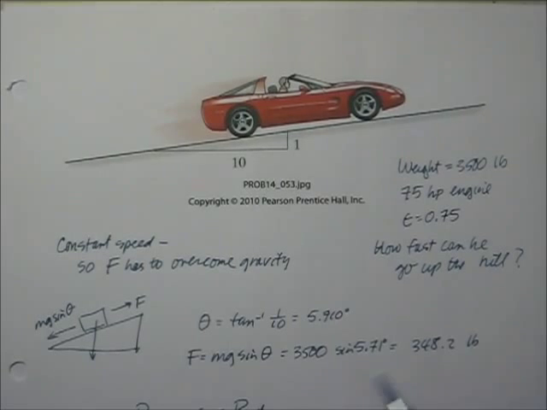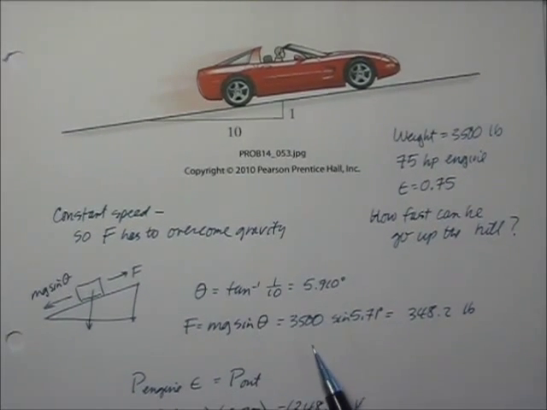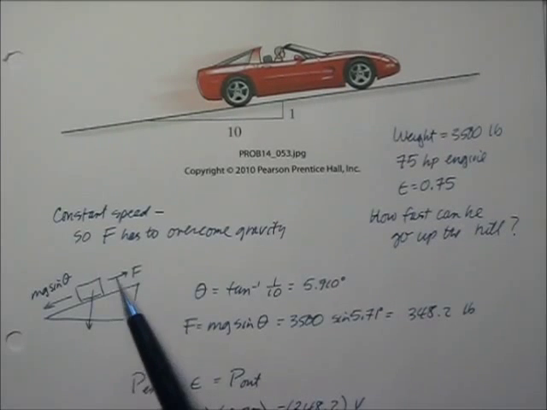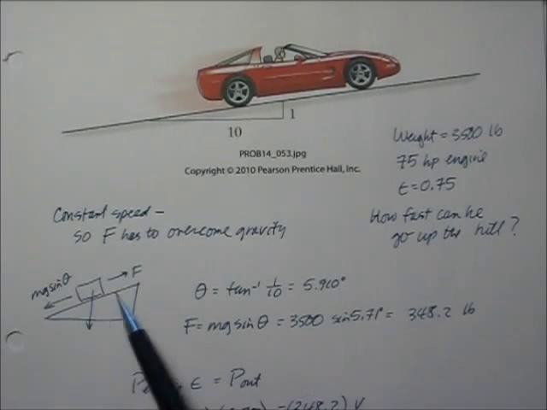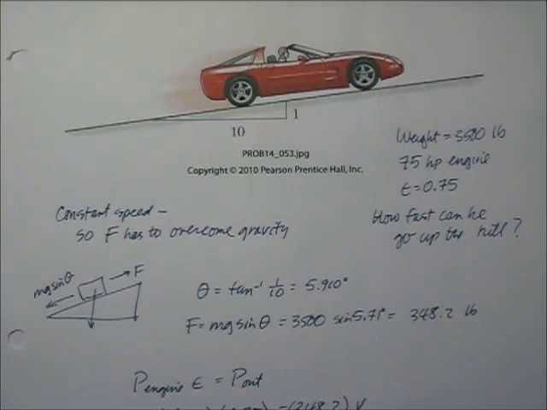Efficiency of 0.75, and the question is how fast can he go up the hill? Well, this is a constant speed problem, so the only thing that we have to do is overcome gravity. If I look at our little free body diagram, I'm going to say that we have an mg sine theta going down the hill and a force going up the hill, and because we're in steady state mode, we can say that the force required to go up the hill is equal to mg sine theta.